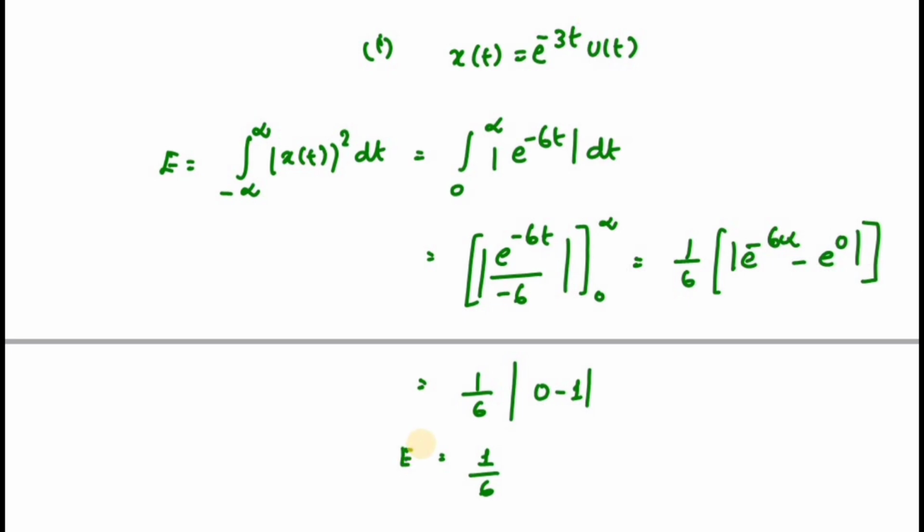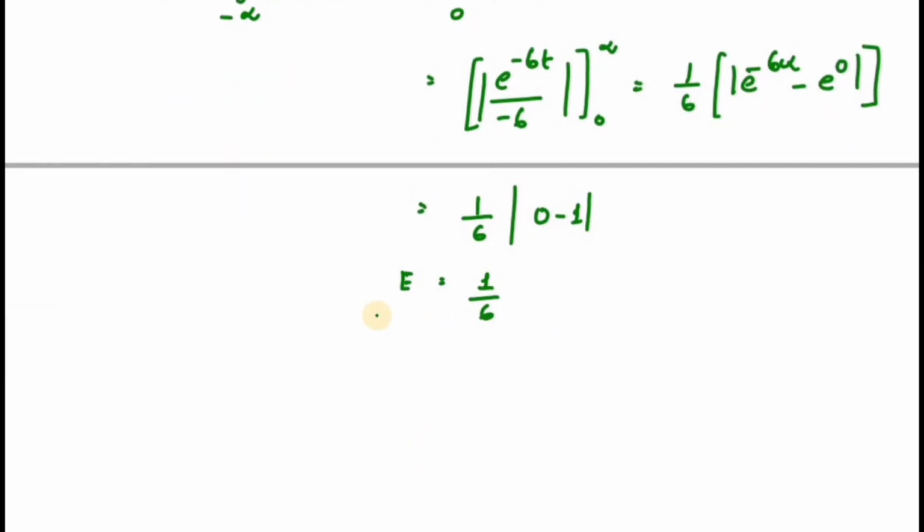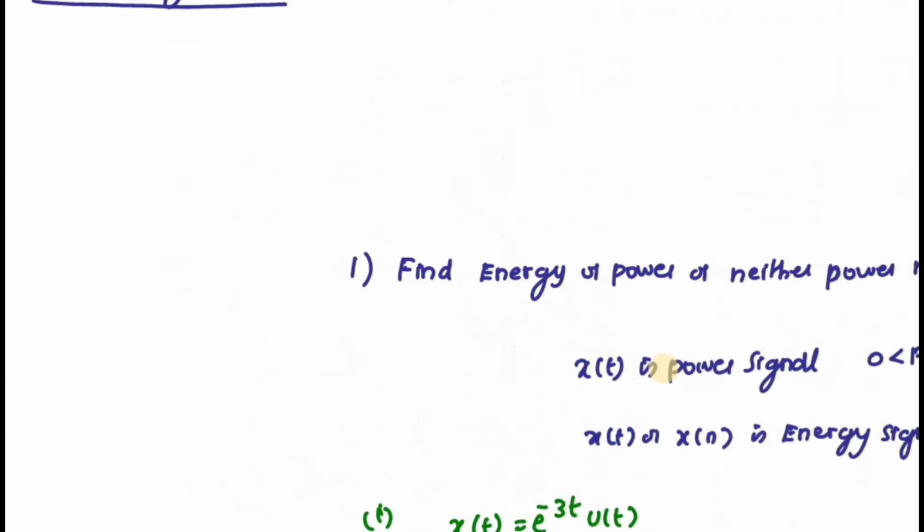If I want to calculate the power, it is 1 divided by 2t times the energy integral. Here this is nothing, since the energy is equal to 1 by 6, the power must be equal to 0. Therefore, this x of t equal to e power minus 3t u of t is an energy signal.